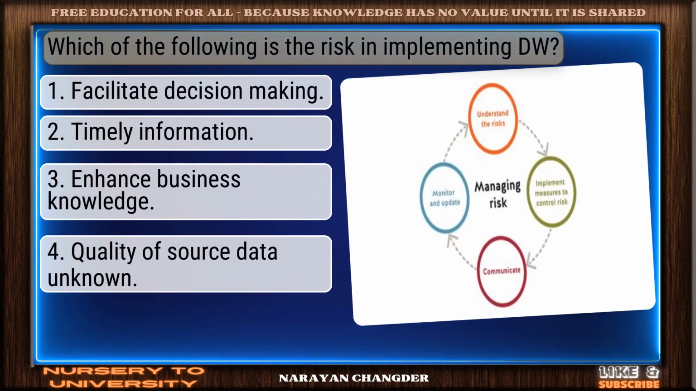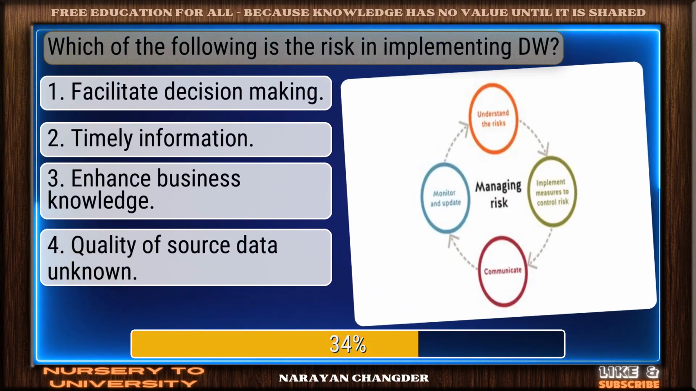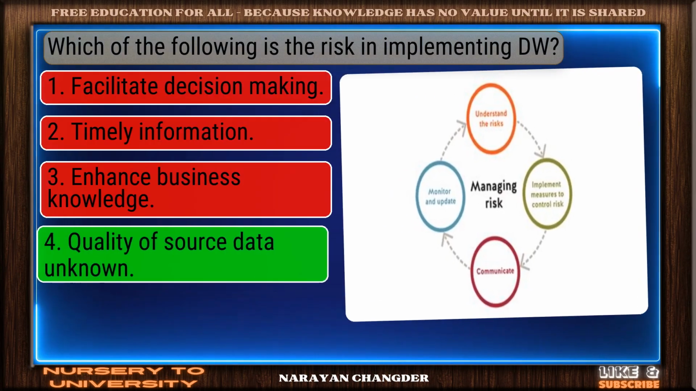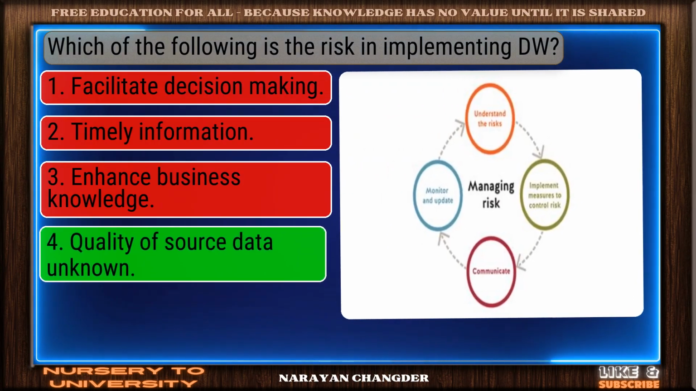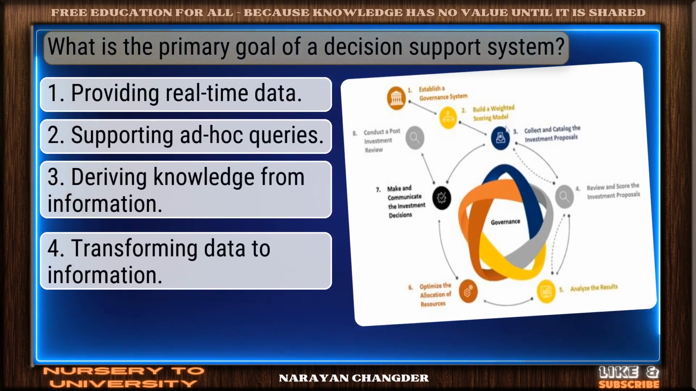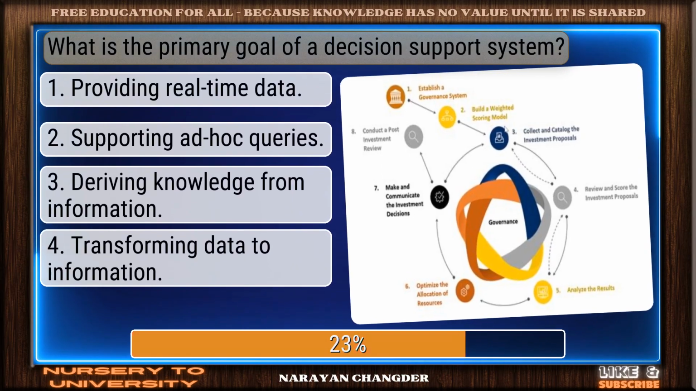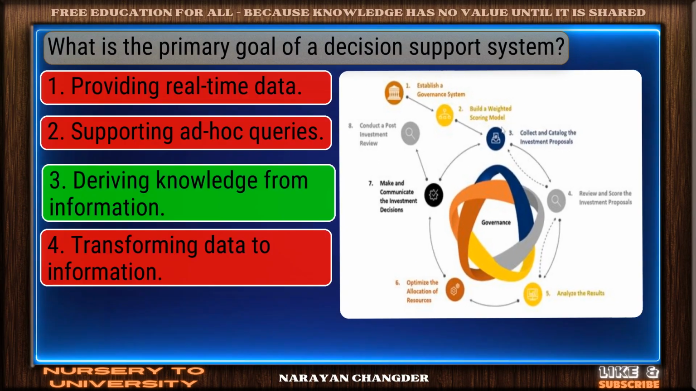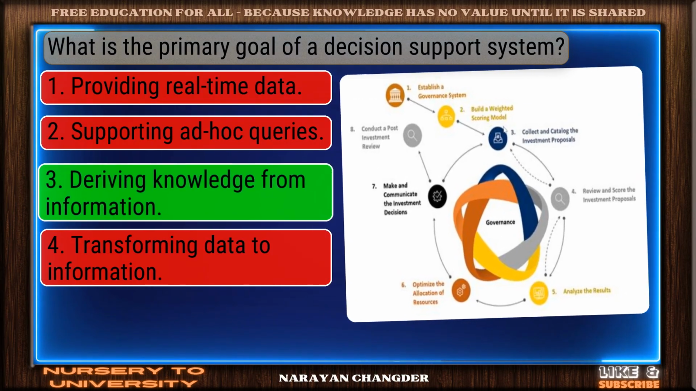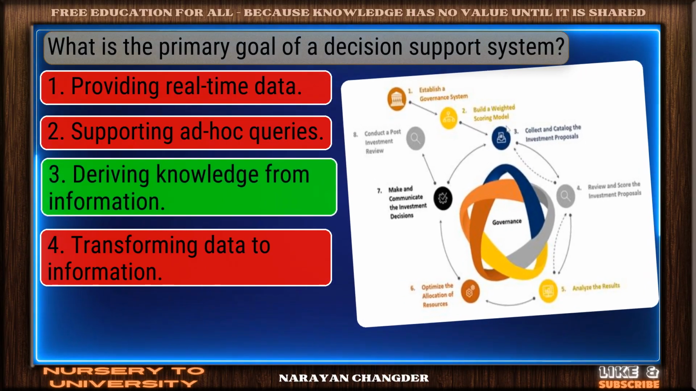Question number 11. Which of the following is the risk in implementing DW? Great job. Quality of source data unknown is the accurate answer. Question number 12. What is the primary goal of a decision support system? Well picked. Deriving knowledge from information is the correct answer.